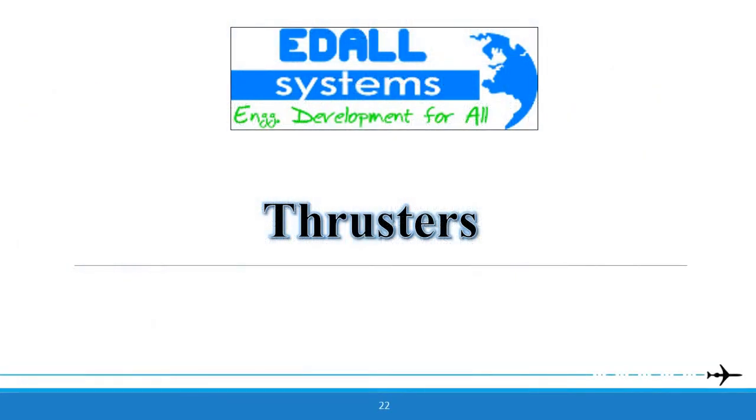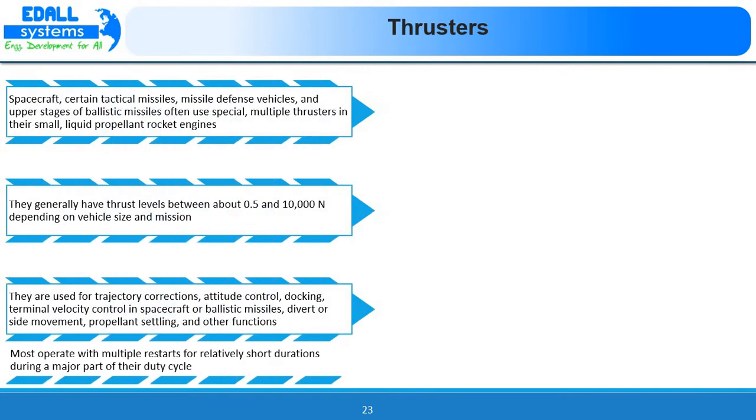Then next we will discuss thrusters. So what are these thrusters? Spacecraft, certain tactical missiles, missile defense vehicles, and upper stages of ballistic missiles often use special multiple thrusters in their small liquid propellant rocket engines. They generally have thrust levels between about 0.5 and 10,000 Newton depending on vehicle size and mission.